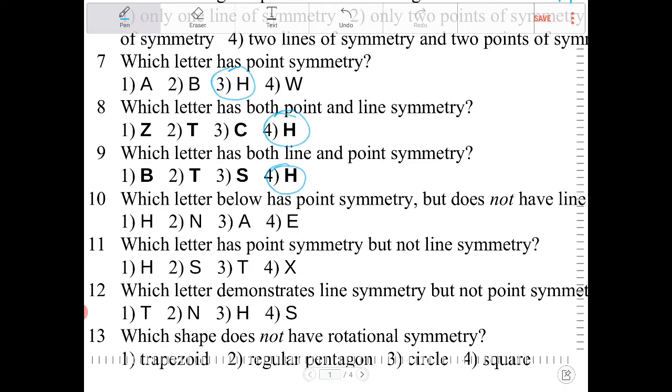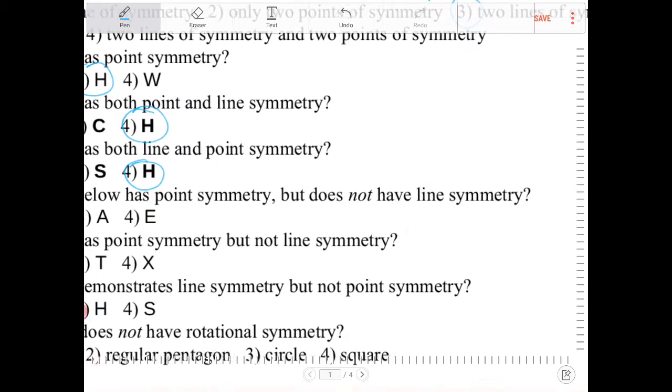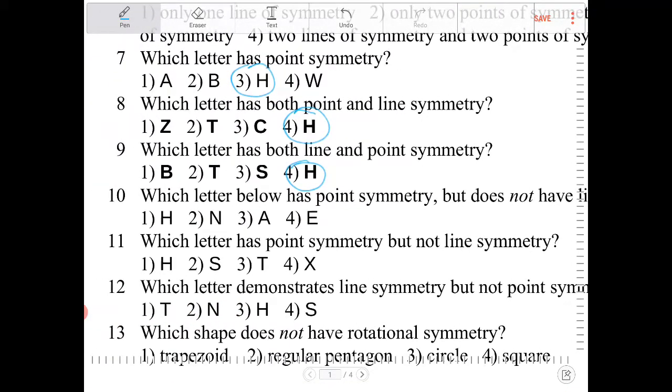Which letter below has point symmetry but does not have line symmetry? So that would be letter N. All the others don't. Which letter has point symmetry but not line symmetry? I believe that would be S then.